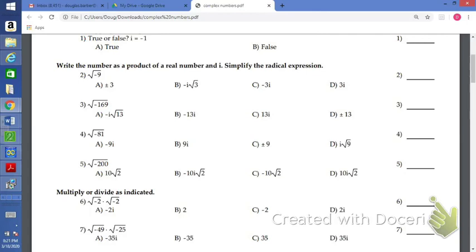That should help you with these problems right there.